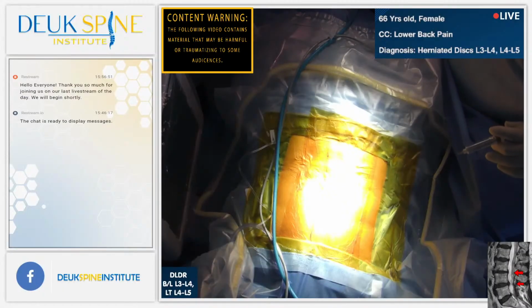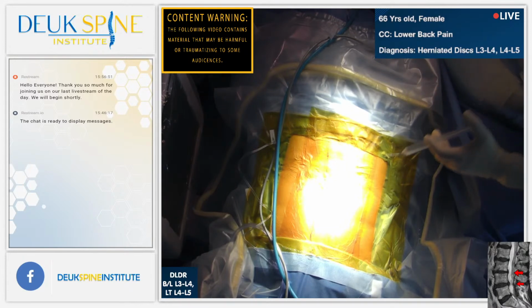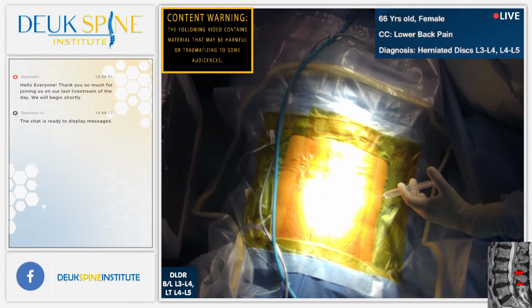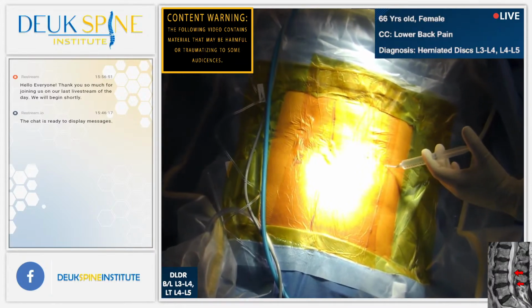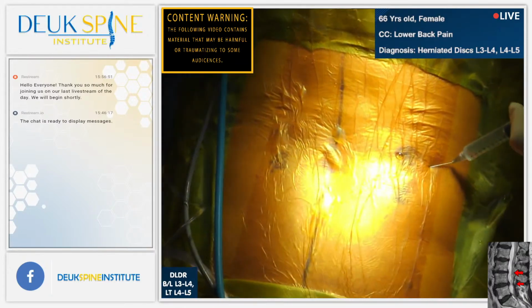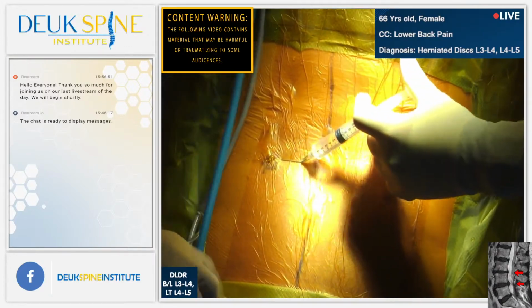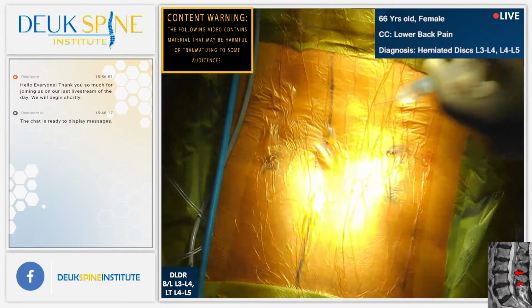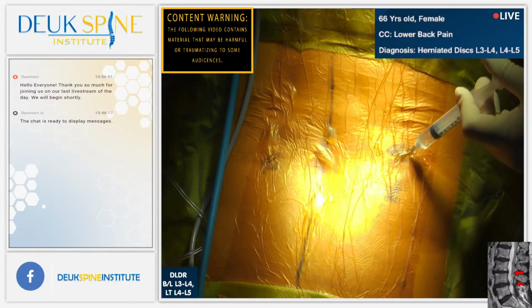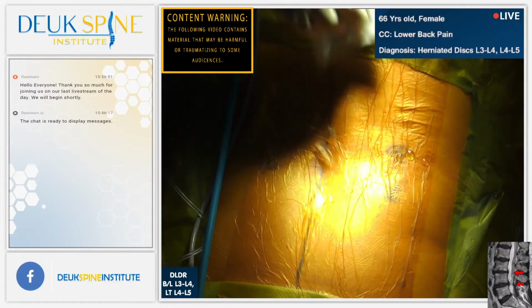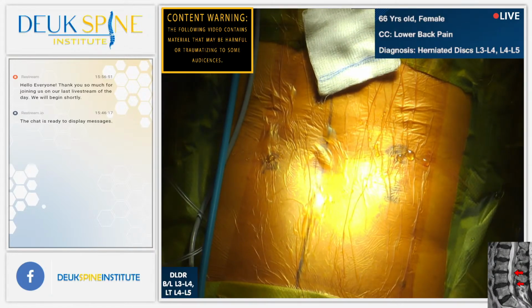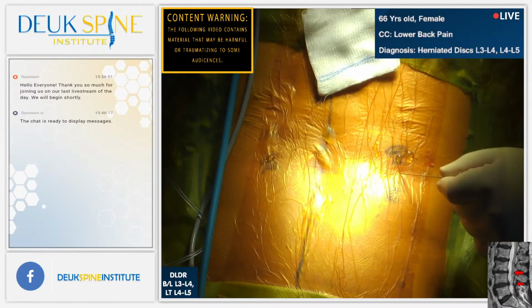And welcome. It is the afternoon on the 20th of July. We're going to be performing Duke laser disc repair, bilateral L3-4, and left L4-5. This patient has herniated discs and pain from the herniated discs in the back. So, back pain localized to L3-4 and L4-5. So we're going to go in and do the Duke laser disc repair.